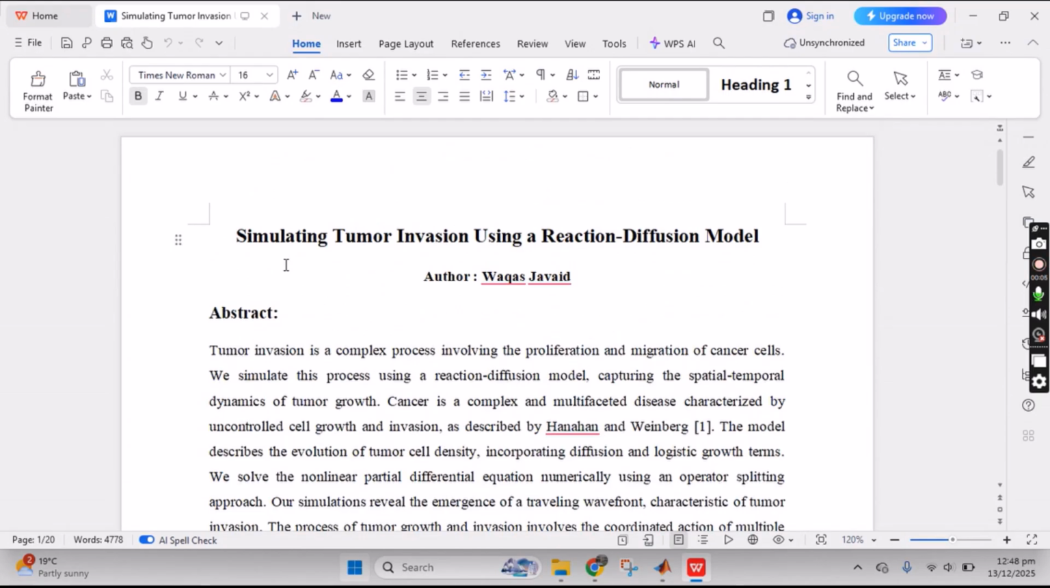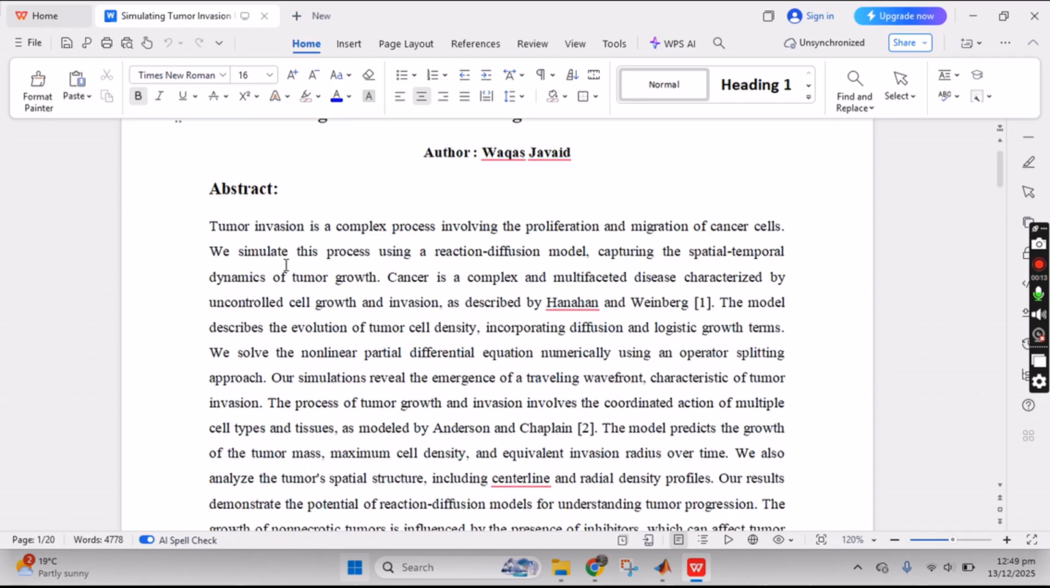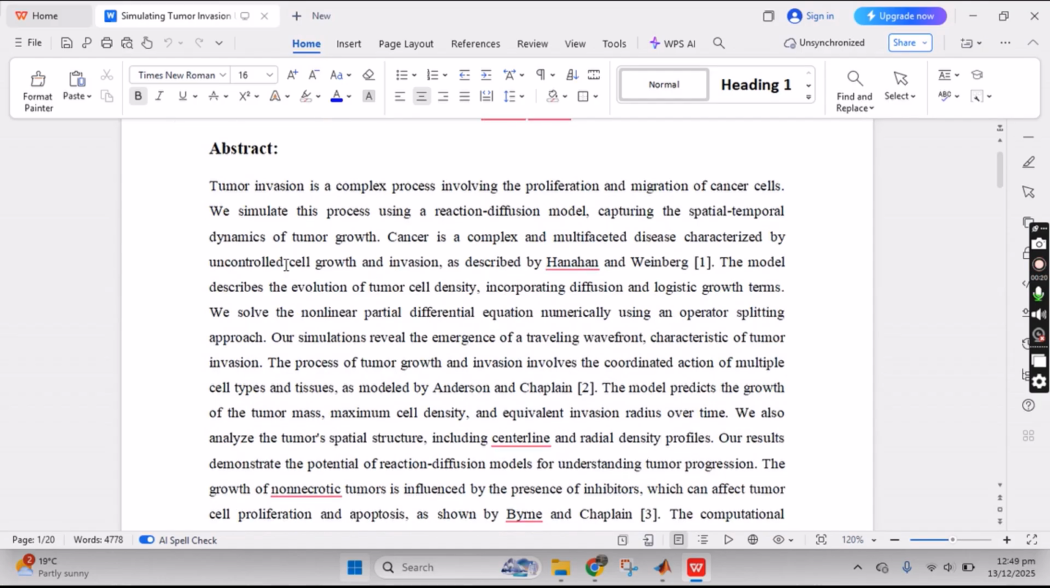So this article is related to simulation of tumor invasion using a reaction diffusion model. Tumor invasion is basically a complex process involving the proliferation and migration of cancer cells. Cancer is a complex and multifaceted disease characterized by uncontrolled cell growth and invasion as well. So basically, I have solved the nonlinear partial differential equation numerically using an operator splitting approach.